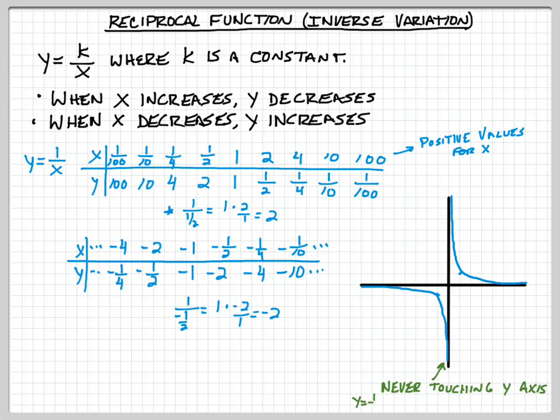And keep in mind, though, that here we never actually touch or cross the y-axis. And that's because, again, when we have y equals 1 over x, if x is 0, now we've got y equals 1 over 0, which means it's undefined, right? So we can't graph that. That's not possible to happen. So it never crosses the y-axis.